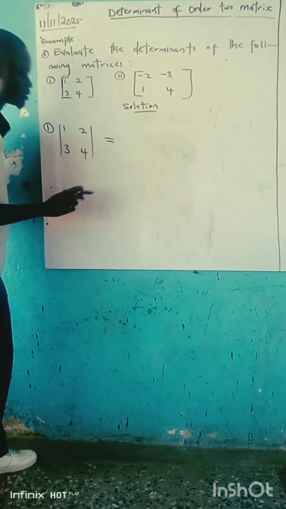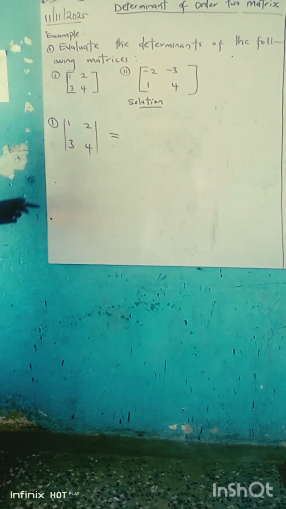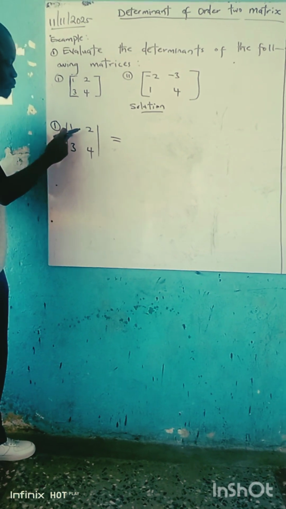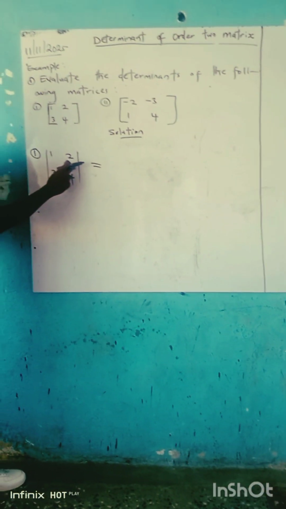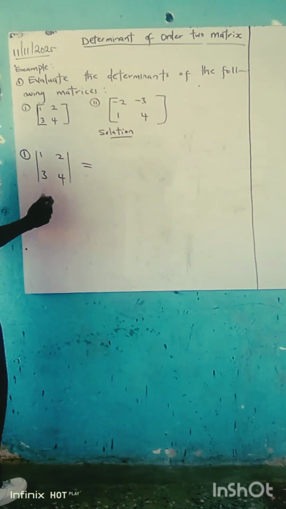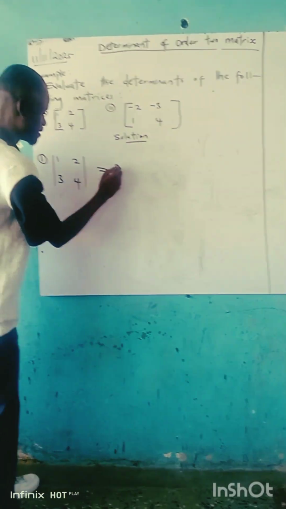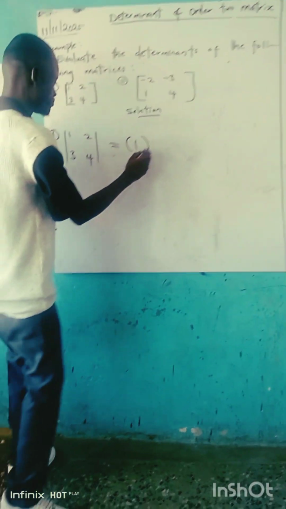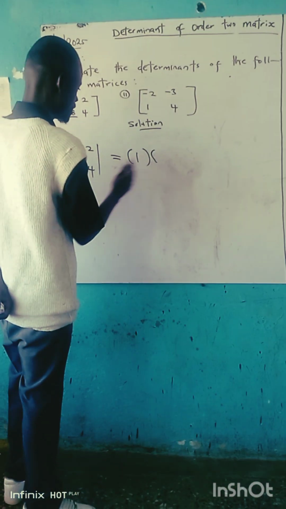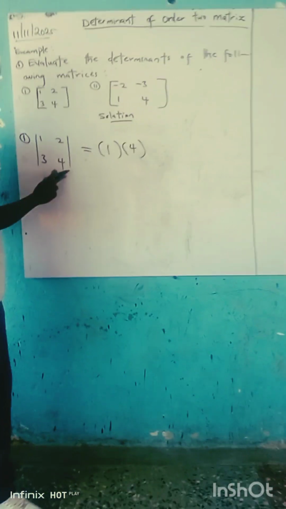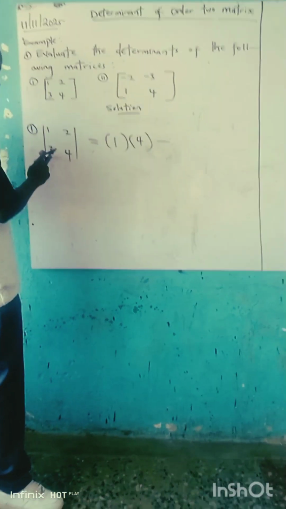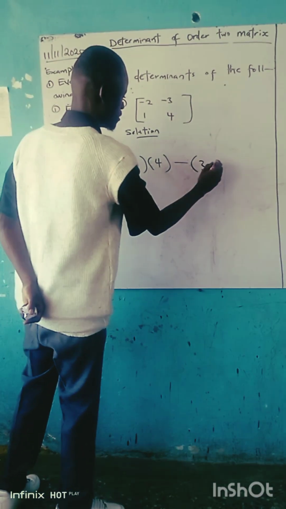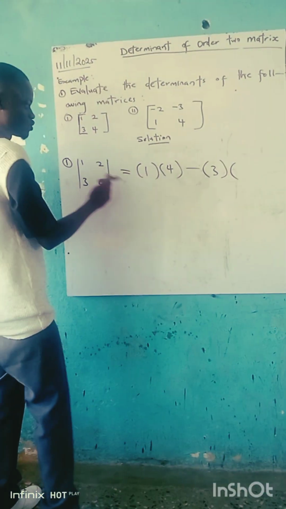So what we are going to do is very simple. We are just going to take the first entry here and multiply by the last entry here, and then take this entry and multiply by this other entry, in that order. So look at what we are going to do now. The first entry is 1 multiplied by 4, this entry, and then subtract this 3 multiplied by 2.